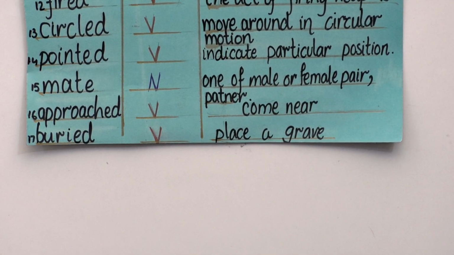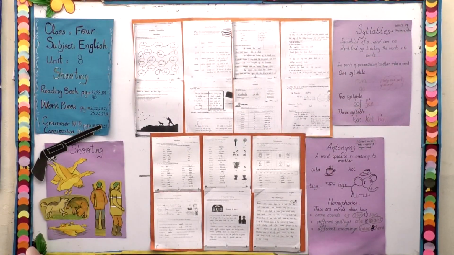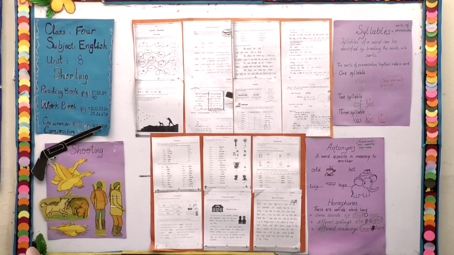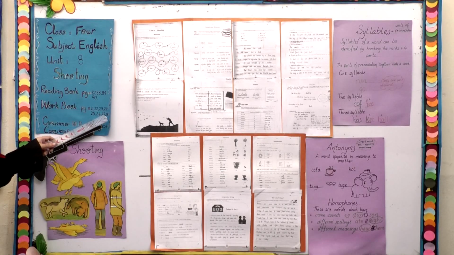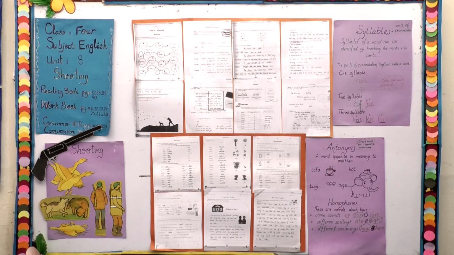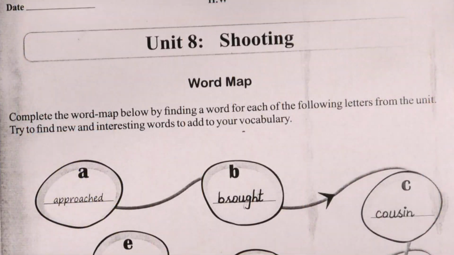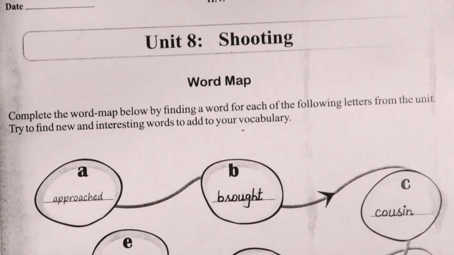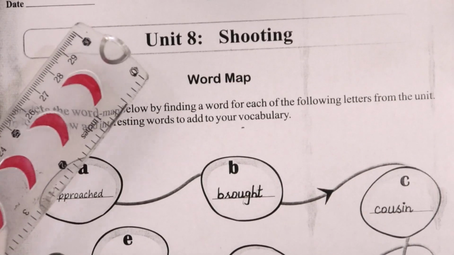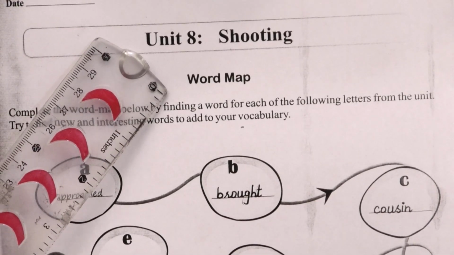Now the reading is done. We are going to do workbook pages. Students, we have finished our reading. Now we are going to do the exercise of shooting from page number 21 to 28. Let's start from page number 21. Starting with page number 21, let's read the question. The topic is word map.